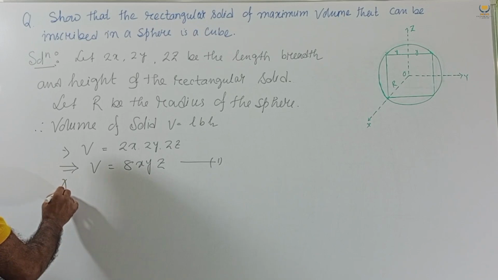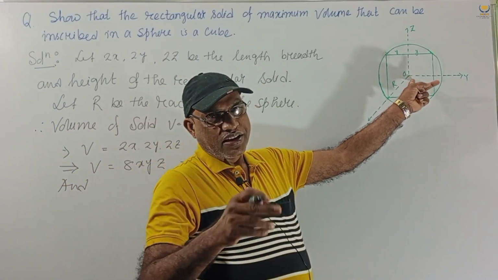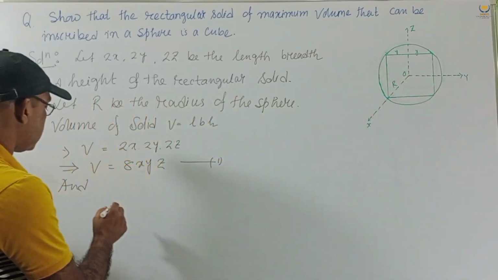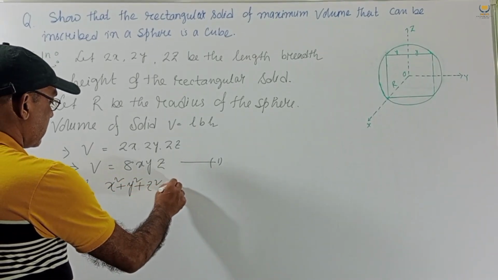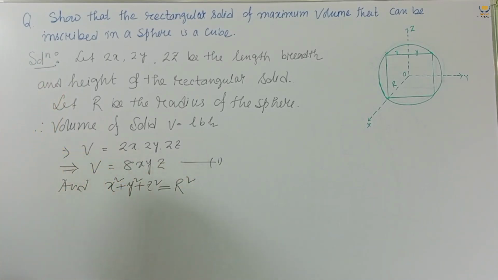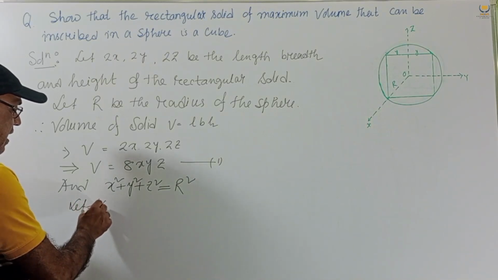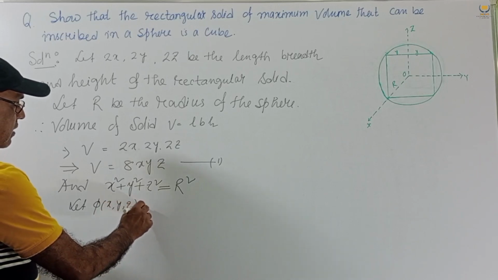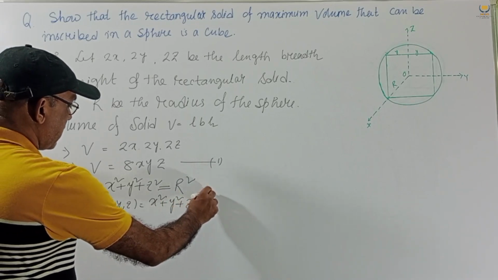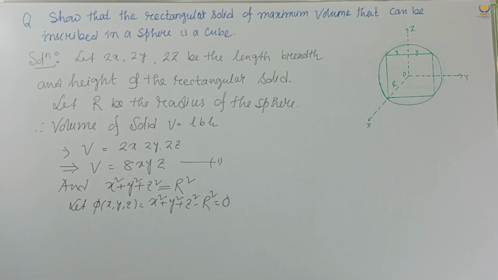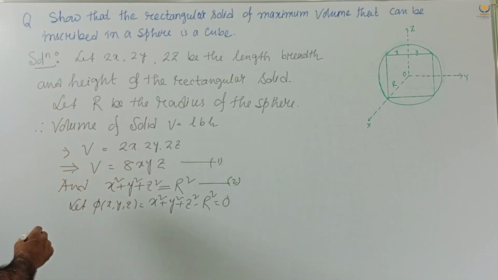And the equation of the sphere, the center is the origin. If the center lies on the origin, then the equation of the sphere is x square plus y square plus z square equal to R square, because we consider the radius is R. Let phi(x,y,z) equal x square plus y square plus z square minus R square equal to 0. This is number 2.